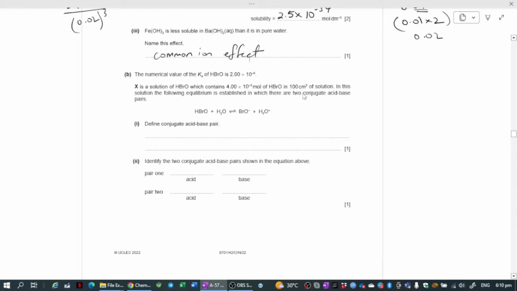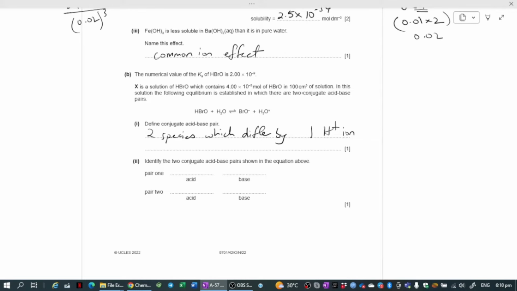The question continues now. The numerical value of Ka of HBrO is 2 by 10 to the negative 9. X is a solution of HBrO which contains 4 by 10 to the minus 3 moles of HBrO in 100 cubic centimeters of solution. In this solution, the following equilibrium is established in which there are 2 conjugate acid-base pairs, right? Define conjugate acid-base pair. So a conjugate acid-base pair is simply 2 species which differ by a single H+, right? 2 species which differ by 1 H+ ion. Right, and we are asked to identify the conjugate acid-base pairs in the equations above.